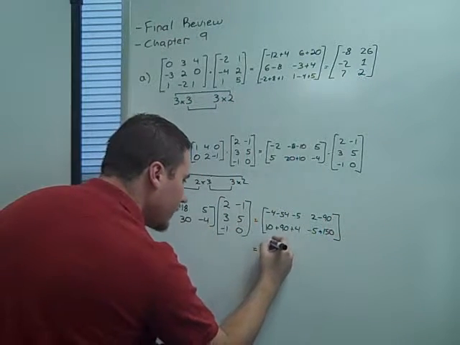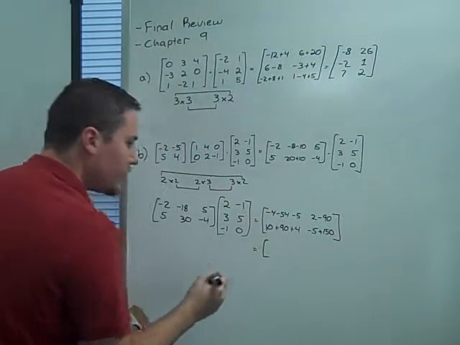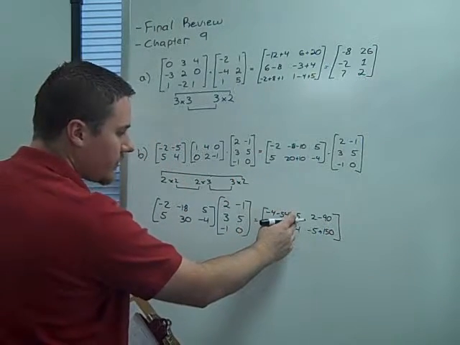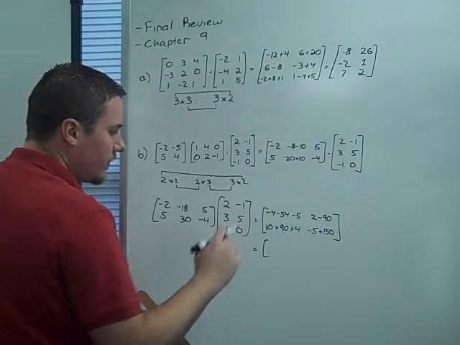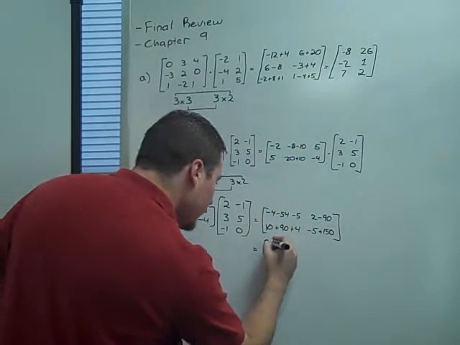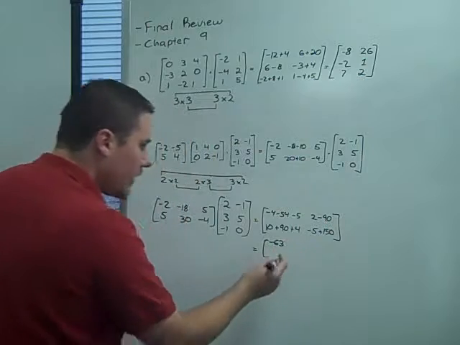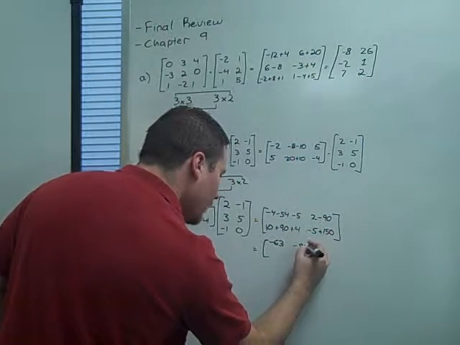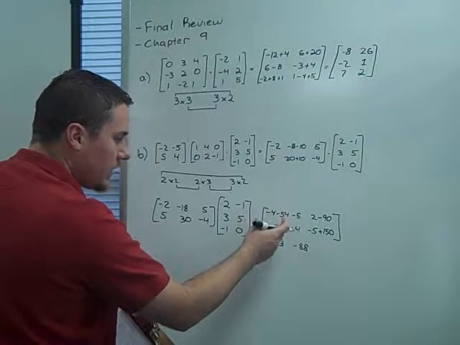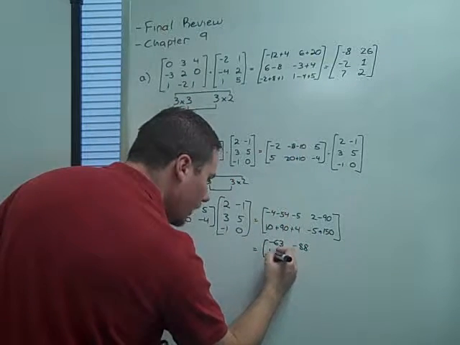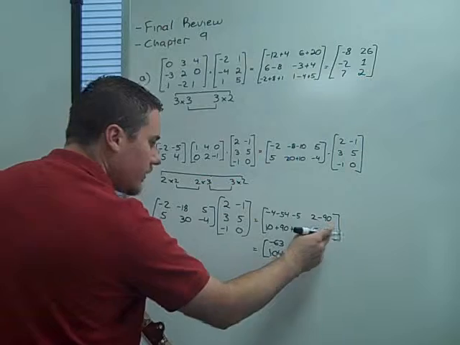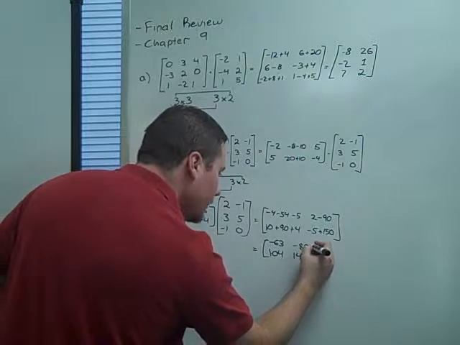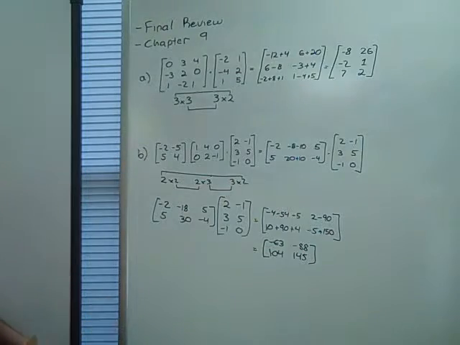Adding all that up, we're going to have the 2 by 2, negative 4, and negative 5 is negative 9. Negative 9 and negative 54 should give me negative 63. Then 2 minus 90 is negative 88. 10 and 90 is 100, plus 4 is 104. And negative 5 and 150 is 145, which is the product of these three matrices.